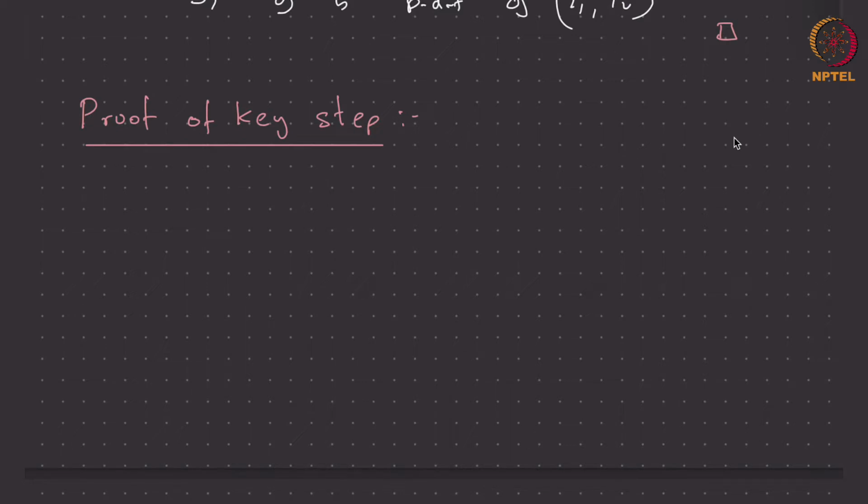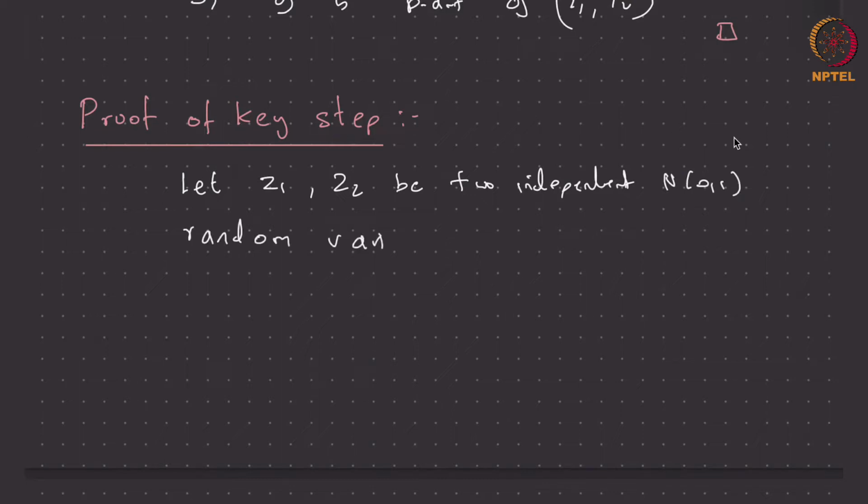So here what you do is, you don't go to Z1, Z2 directly. You have an intermediate step in which you work with the following. Let Z1 and Z2 be two independent normal 0, 1 random variables. Very good. So once I have this, I have two independent normal variables. I will define my two new ones called U and V.